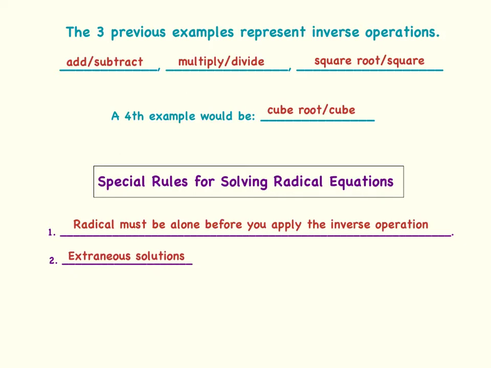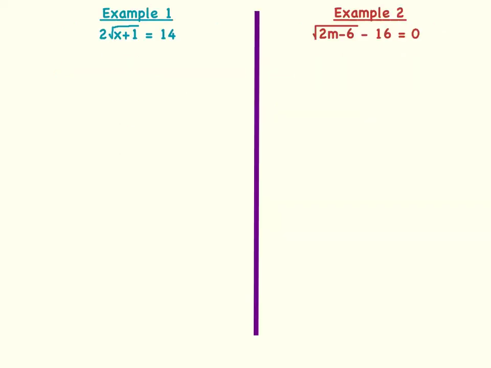Now let's do some examples. Basically, there are 4 steps to solve a radical equation. Step number 1 is to isolate the radical, or the term with the rational exponent. Step number 2 is to apply the inverse operation to both sides of the equation. Step number 3 is to solve. And then step number 4 is to check your solution.